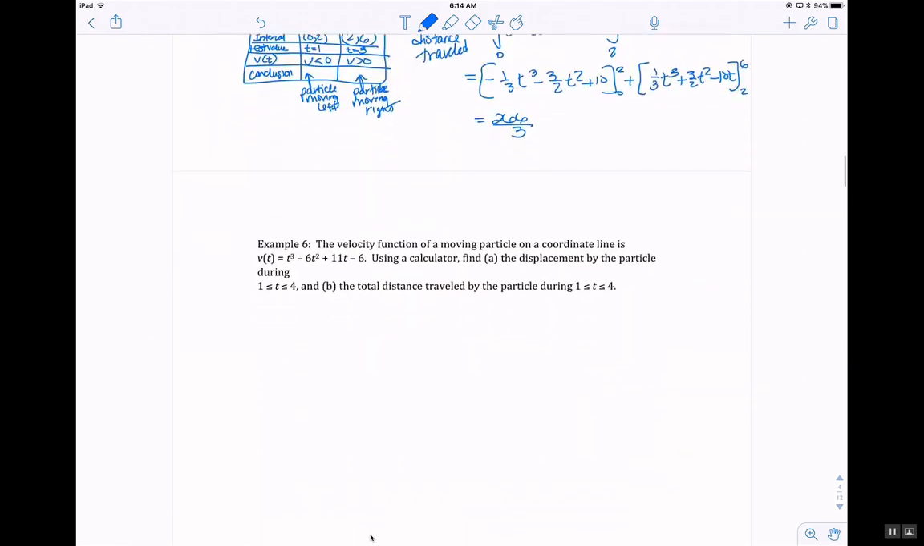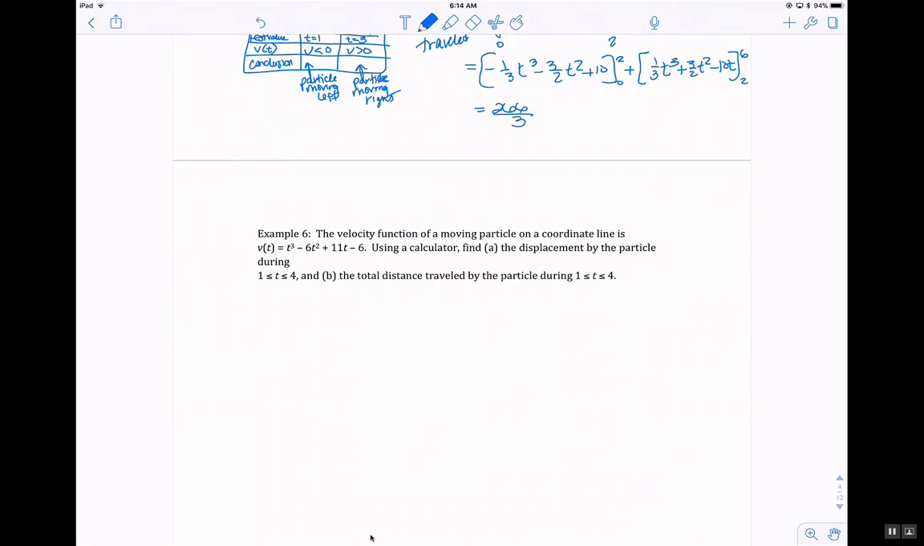at using our calculator. If we use our calculator for this function, we could do this by hand because it's a polynomial. But let's just say we want to use a calculator. Our displacement goes from, in this case, 1 to 4 of t cubed minus 6t squared plus 11t minus 6. And when you use your calculator, you're going to get 9/4.